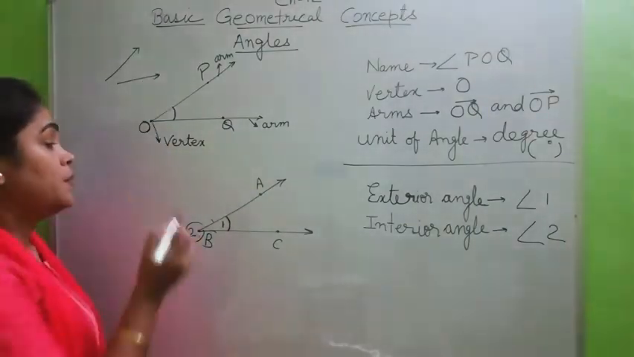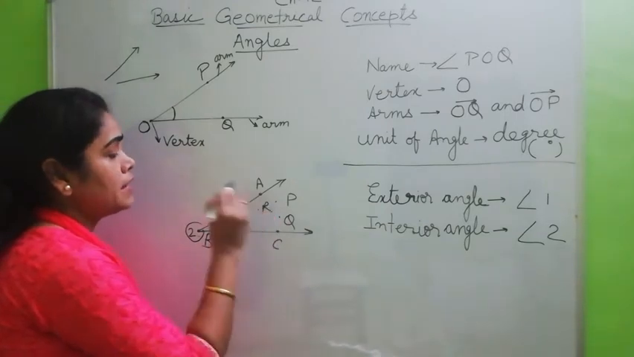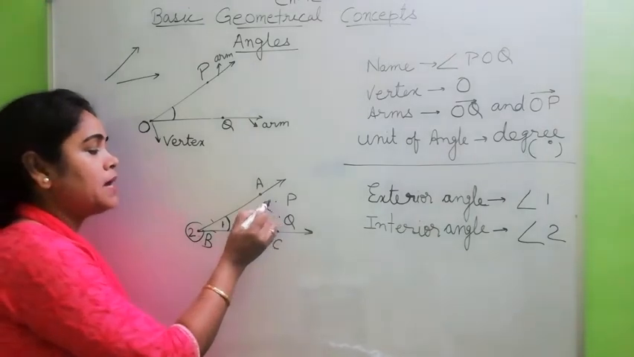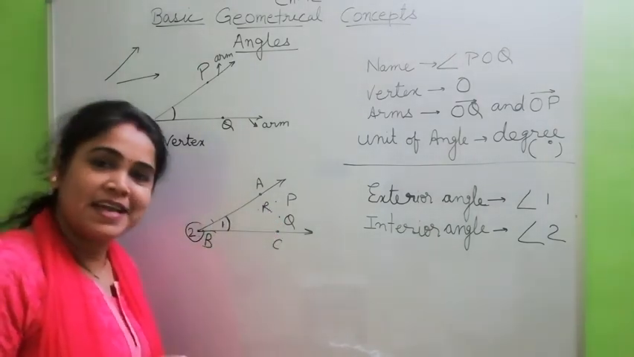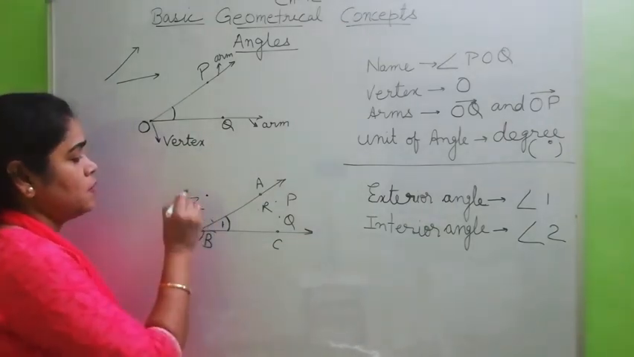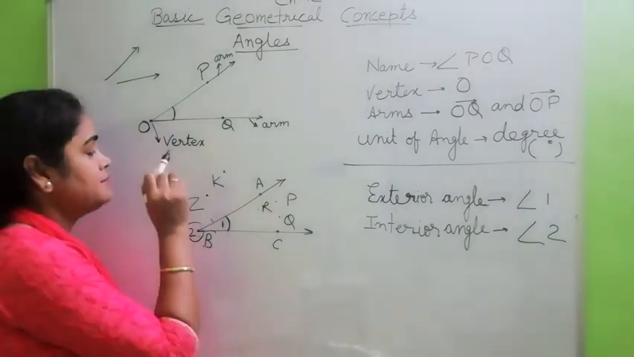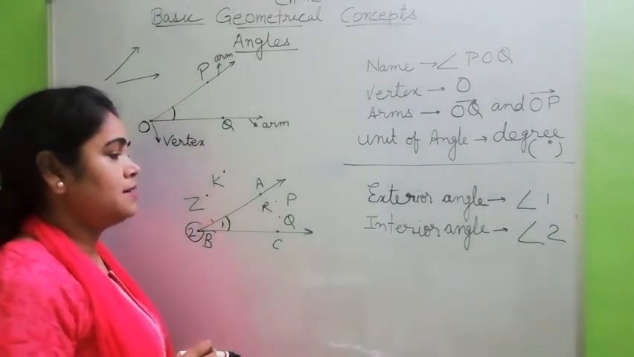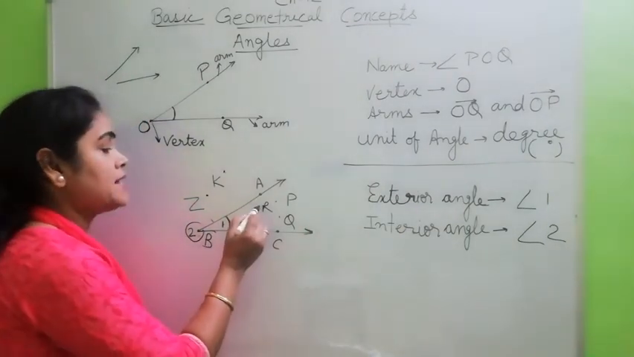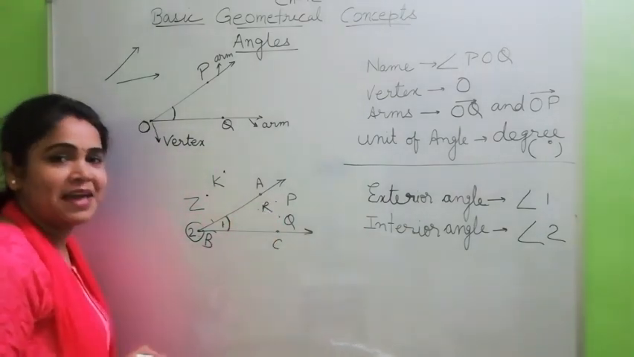Okay. Now, if somebody is asking whether the points P, Q are interior points of the angle or exterior points of the angle, then we will say that points P, Q, R are in the interior of the angle. And if Z is there or point K is there, we will say that points Z and K are outside the angle, in the exterior of the angle, and the points R, P, Q are in the interior of the angle. Next I will explain types of angles.